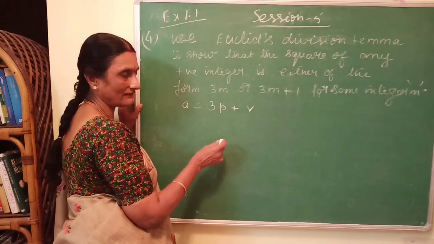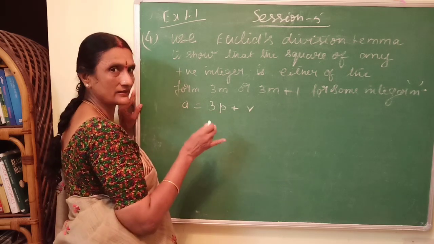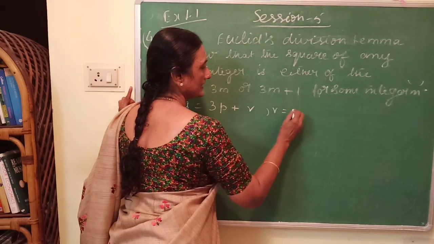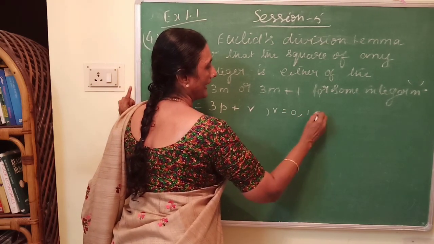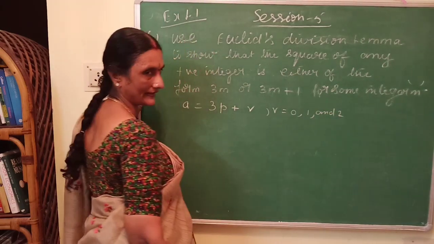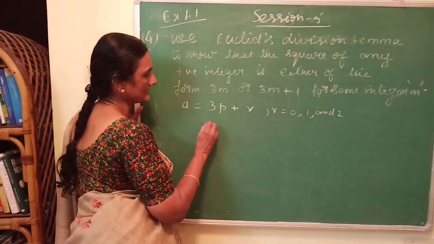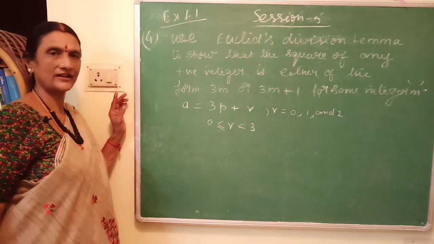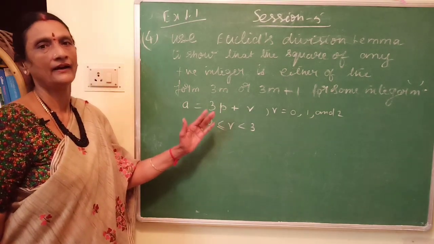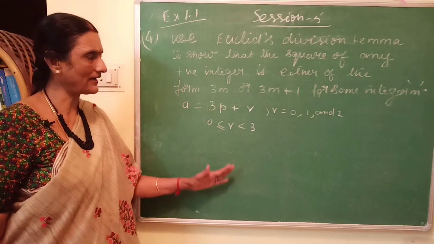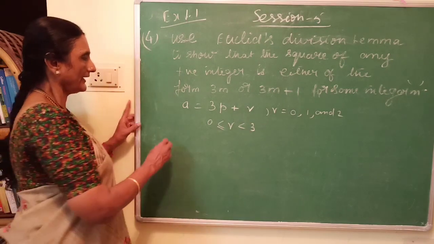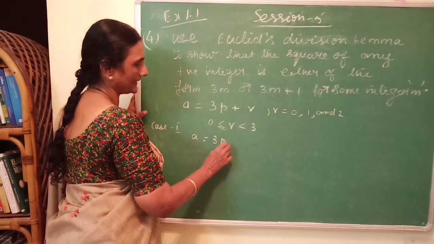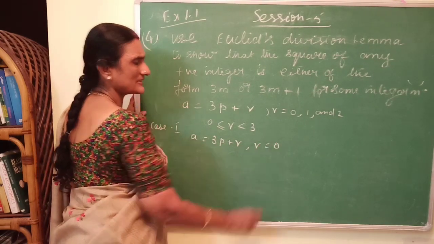Now here r can take the value 0, 1 and 2. So I will write r can take the value 0, 1 and 2. 3 cases you have to analyze. So I write the statement as 0 is less than or equal to r is less than 3. Are you understanding? So we have rewritten an integer in the form 3p plus r, and this is how we have to proceed. Now let us take for the first case 1, a is equal to 3p plus r, where r is equal to 0.